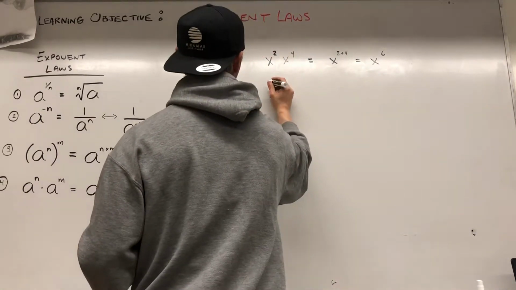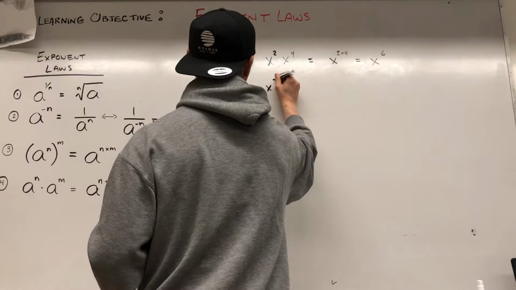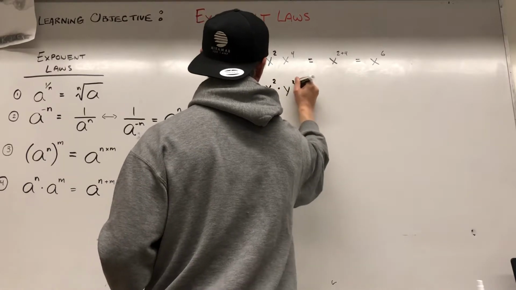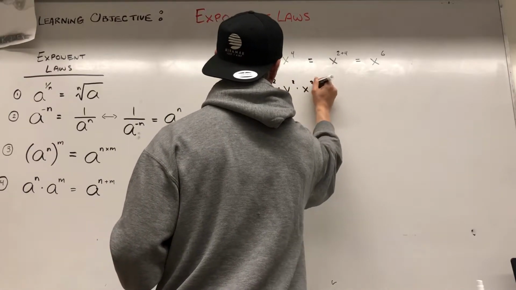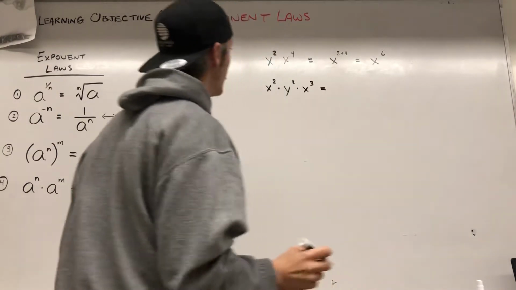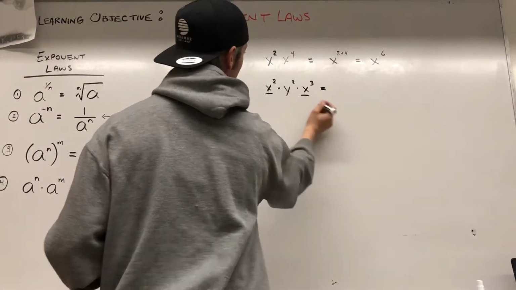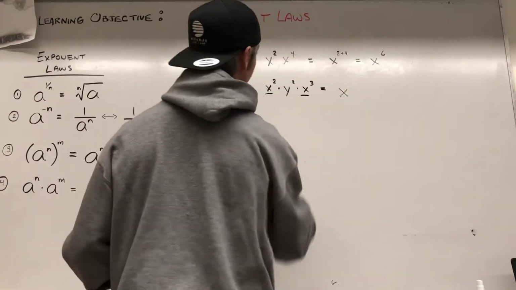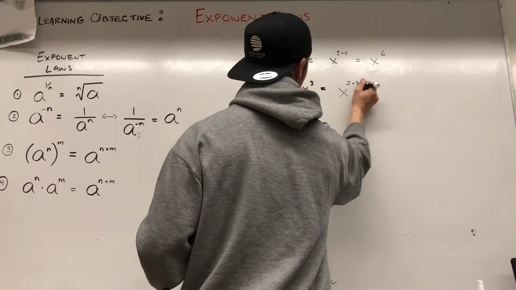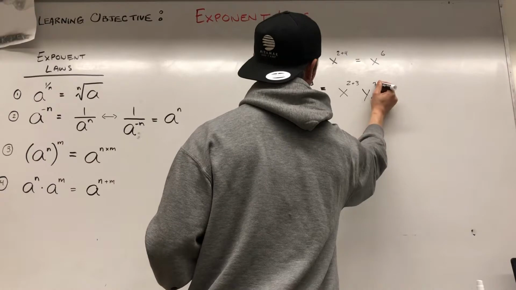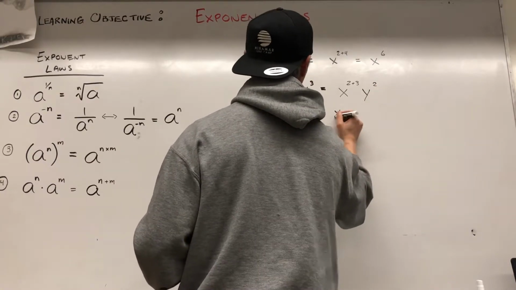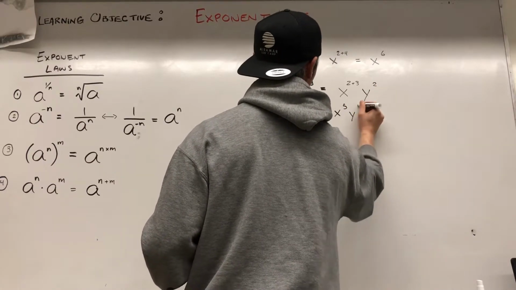If I have x squared times y squared times x cubed, well, I look for the same variables here. I have two x's, so I would collect my x's. This is x to the 2 plus 3 times y squared, or x to the 5 y squared.